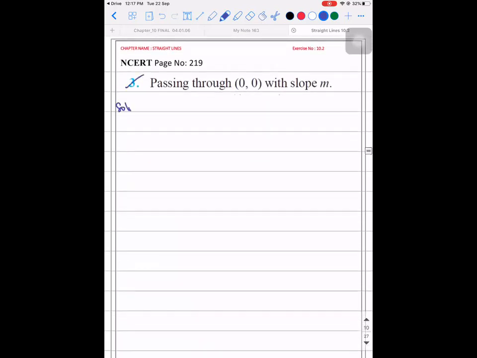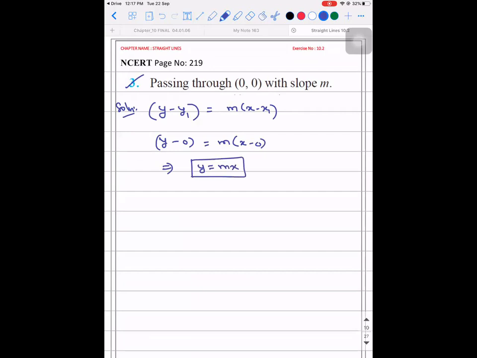Next, the third one is passing through the origin with slope 0. So y minus y1 is equal to m into x minus x1. This is also point slope form. So y minus 0 is equal to 0 into x minus 0, which implies y is equal to 0. And remember, this is a very, very important expression, at least for science students: y is equal to mx always represents the equation of a line passing through the origin.